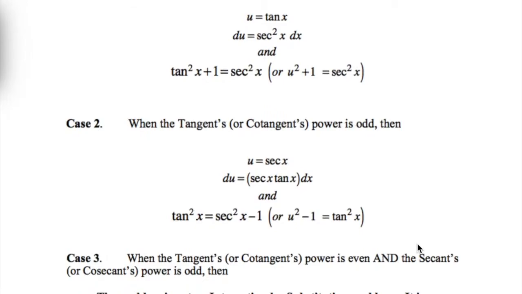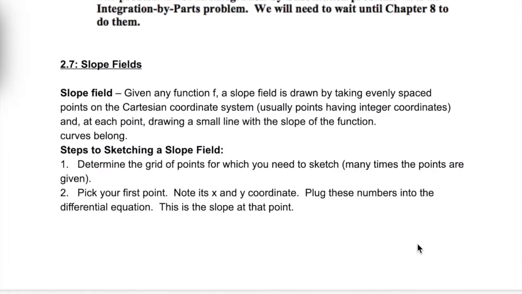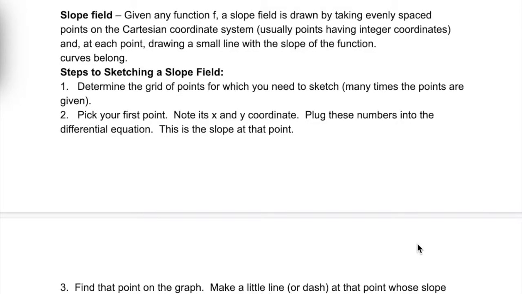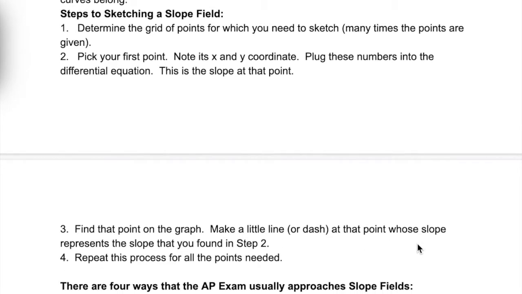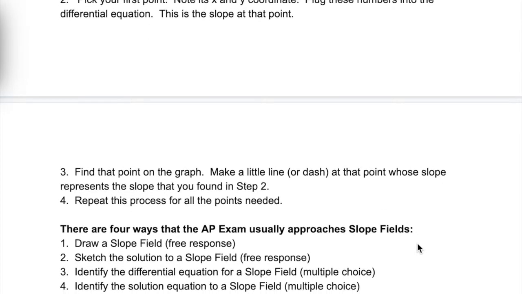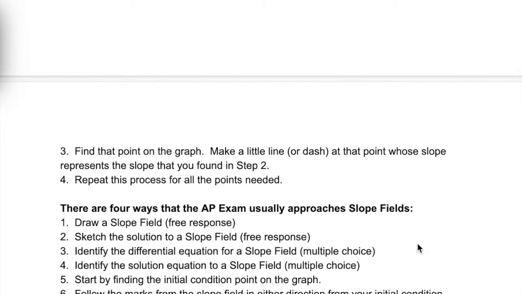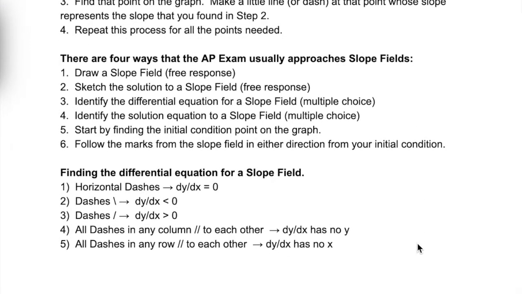Okay, so last section, chapter 2.7, is about slope fields, where you draw a small line with the slope of the function at each point in the Cartesian coordinate system. And the steps of sketching a slope field is to determine the grid of points that you need to sketch, pick your first point, note its x and y coordinate, and plug these numbers into the differential equation. This is the slope at that point. Third step is to find that point on the graph. Make a little line or dash at that point whose slope represents the slope that you found in step 2. And then 4 is to repeat the process again and again.